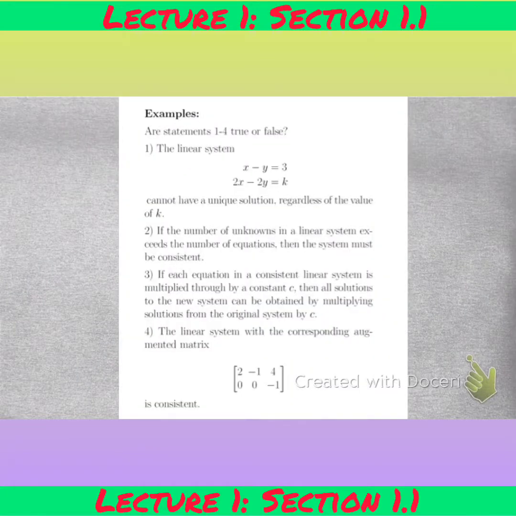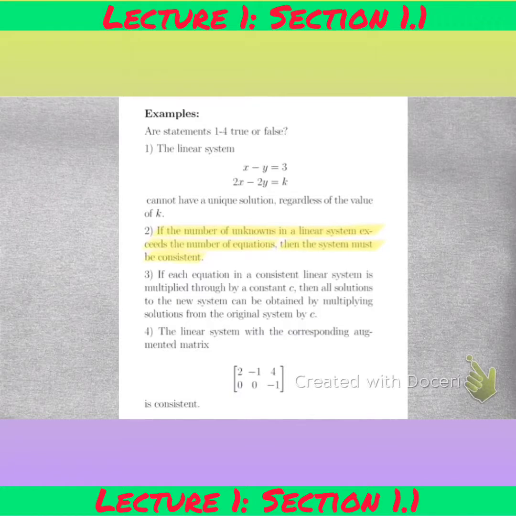All right, so the second question asks us, is this true or false? If the number of unknowns in a linear system exceeds the number of equations, then the system must be consistent. Okay, is that true or false? Okay, it seems that this statement generally cannot be true. So if I want to show that a statement is false, I need to provide a counterexample. So I need to provide an example where the statement isn't true.